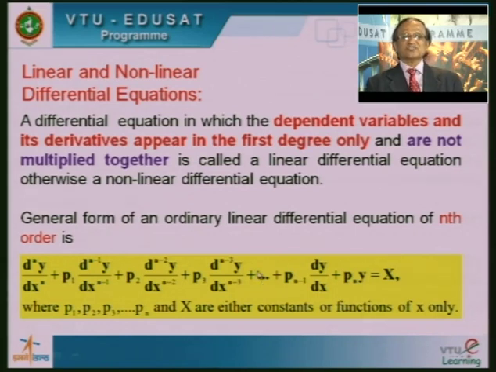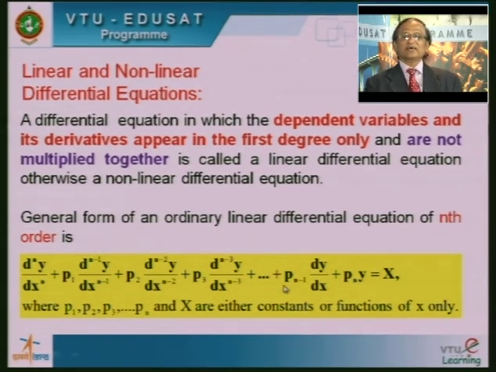Is it clear? Suppose if you want to write its next term, what is the next term? It is very simple. Observe the previous term, it is p3. I am going to write down p4 into d to the power n minus 4 y divided by dx raised to n minus 4 and so on. Finally, you can write down p suffix n minus 1 into dy by dx plus pn into y is equal to x. So, this is the nth order linear differential equation.